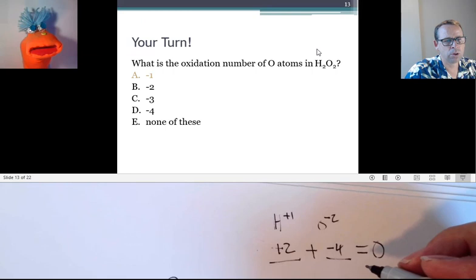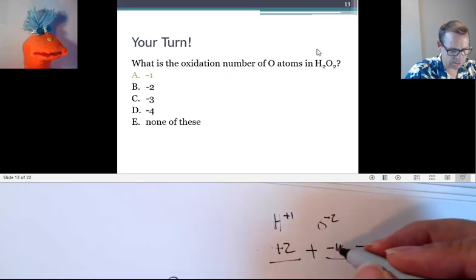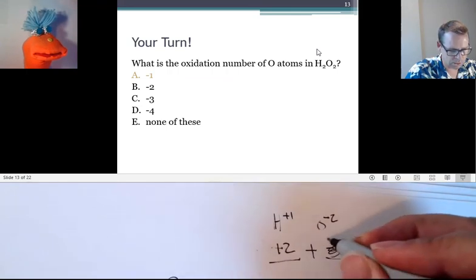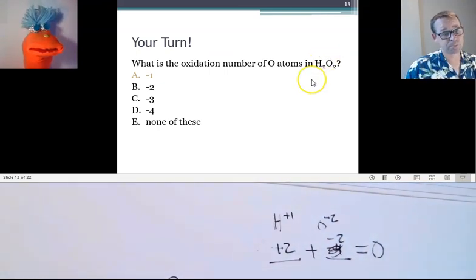Oh yeah. So which one's higher on the list? The hydrogen's higher on the list and the oxygen is lower, so this one has to be adjusted. So this is a -2, so each oxygen then is going to be a -1. Okay, very good. Did a great job. Okay, thanks.